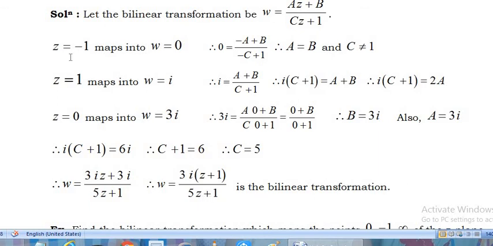Again you can quickly check. z is equal to minus 1, w becomes 0. z is equal to 1, so it will be 3i into 2, that is 6i upon 6, so w will be equal to i. And if we put z is equal to 0, then that will be 3i. So very easy.